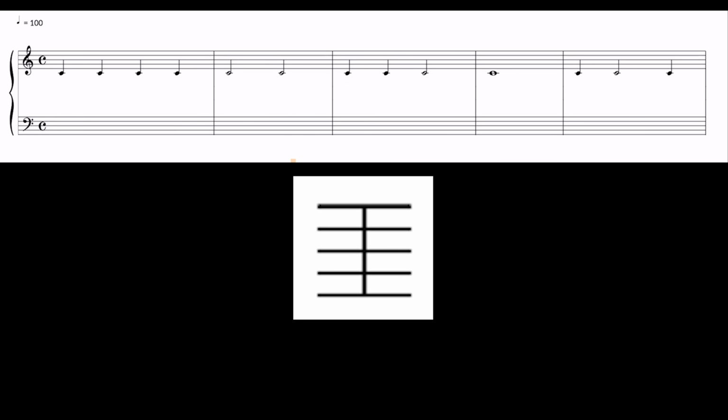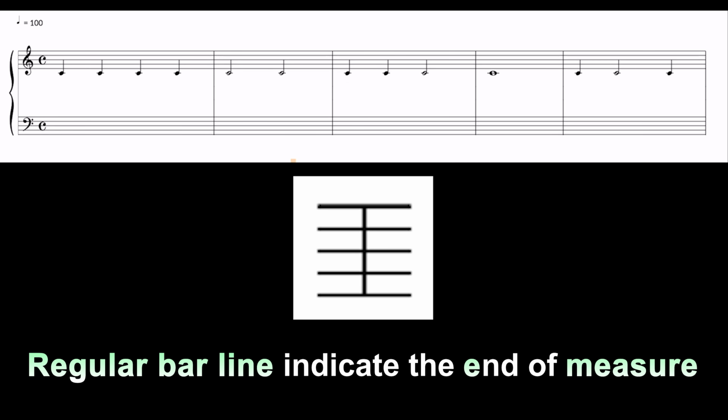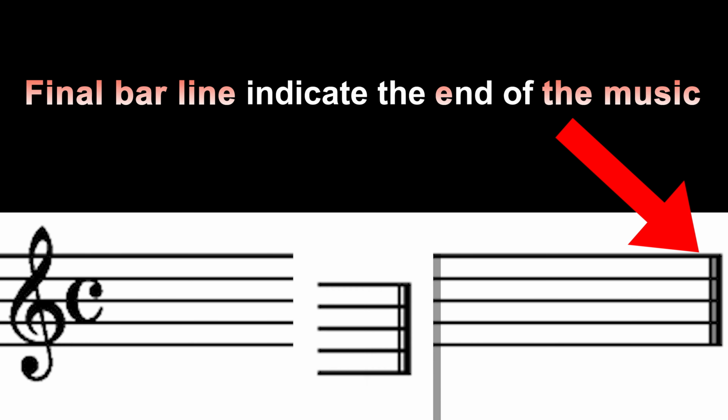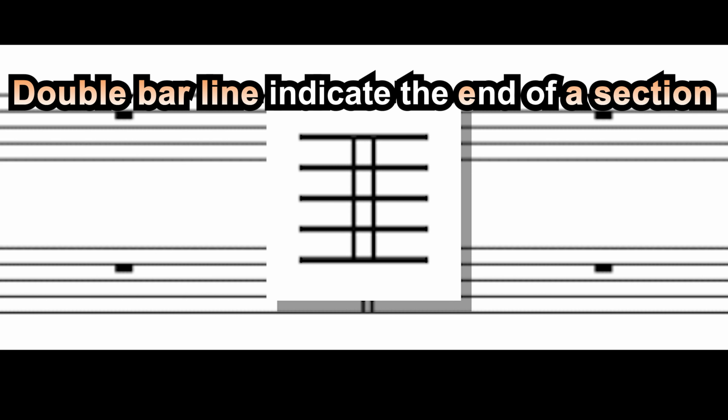Regular bar line, standard division between measures. Final bar line marks the conclusion of the music. Double bar line. This signifies a significant change, often the start of a new section.